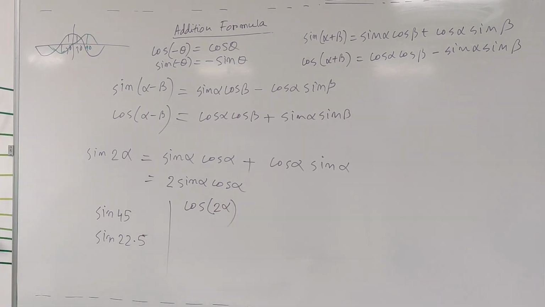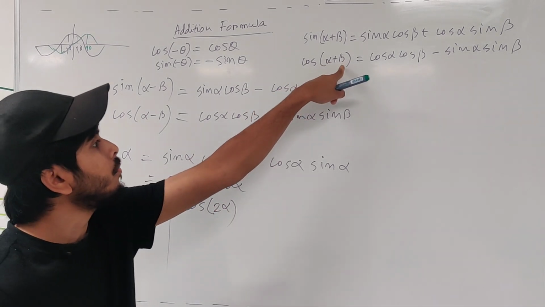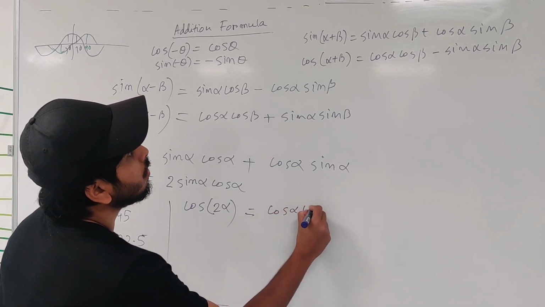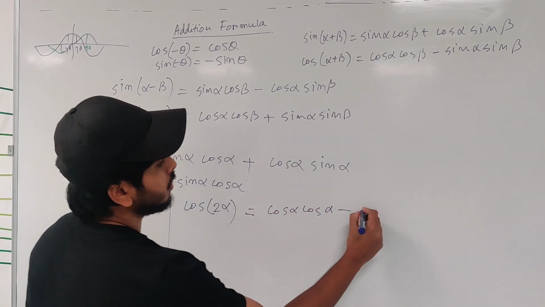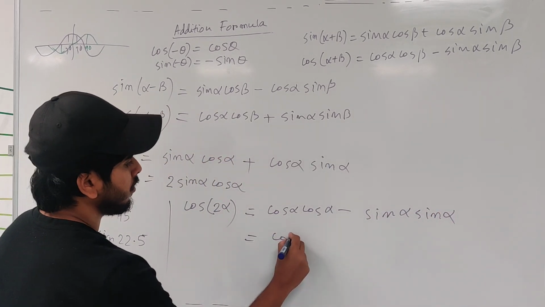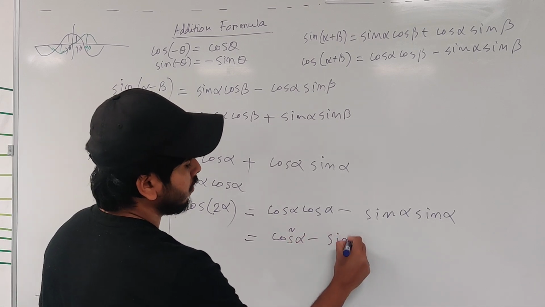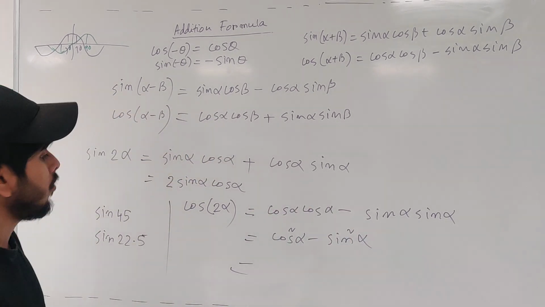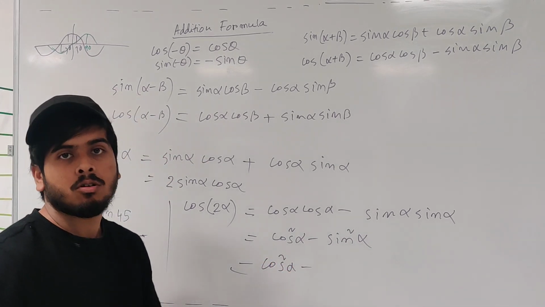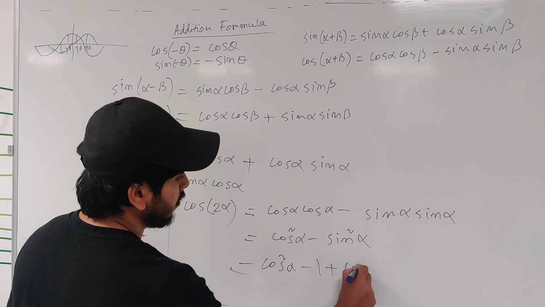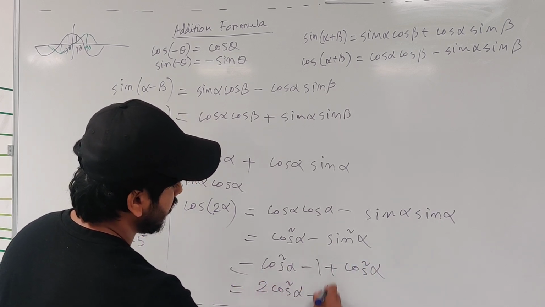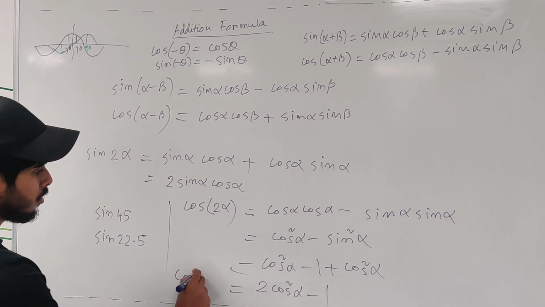Cos 2 alpha. What is cos 2 alpha? Again, if you make beta equals alpha, here you will get cos alpha cos alpha minus sine alpha sine alpha. So that will be cos square alpha minus sine square alpha. Now sine square alpha can be written as 1 minus cos square alpha, so that will be 2 cos square alpha minus 1. This is cos 2 alpha.